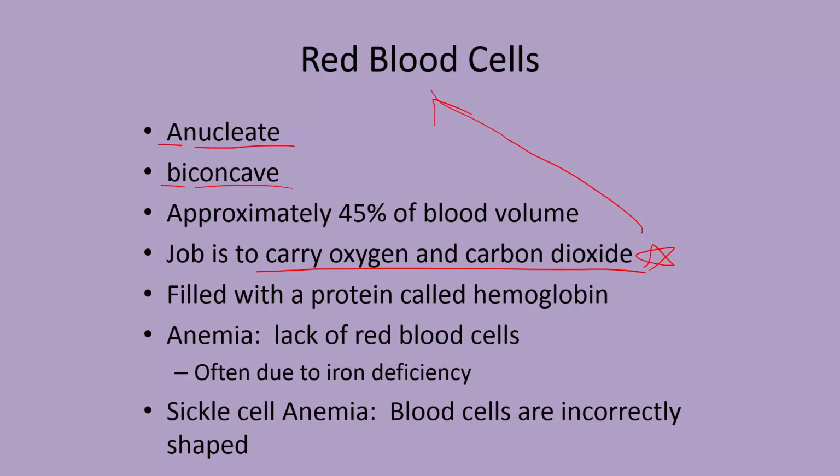And basically, when you don't have iron, you can't make hemoglobin. No hemoglobin, no red blood cells. Okay, and we'll talk about that in a second. And then we have a specific kind of anemia called sickle cell anemia, and the blood cells are incorrectly shaped. So instead of that nice round shape, they actually have a sickle shape, or a crescent shape. All right, you'll see an image of that in a little bit.